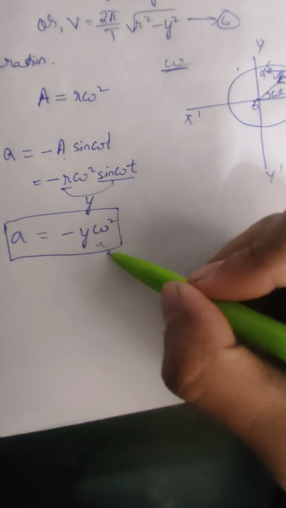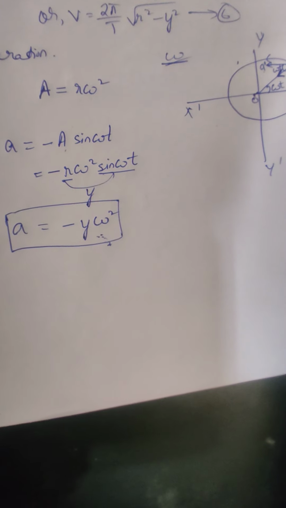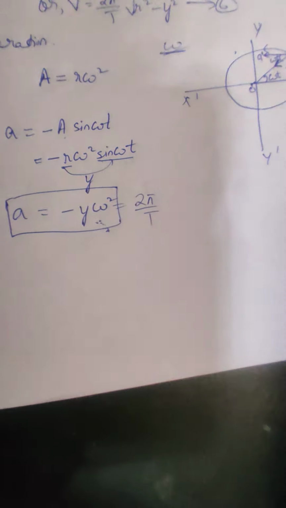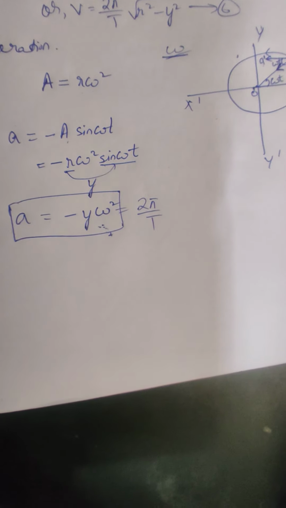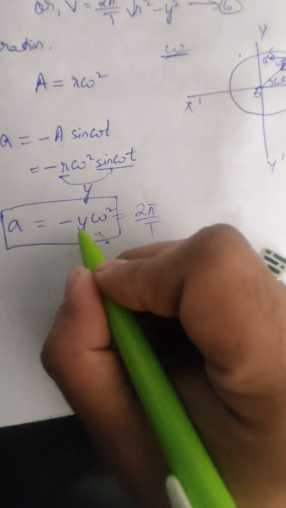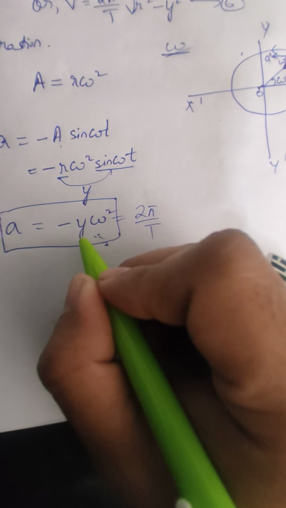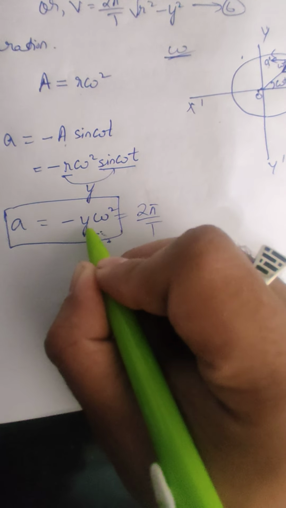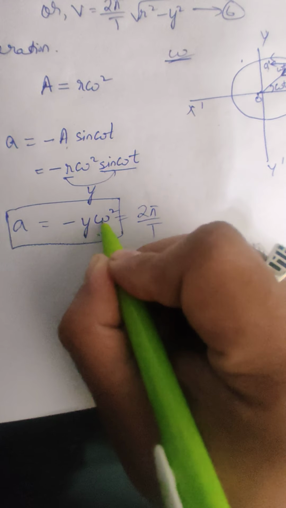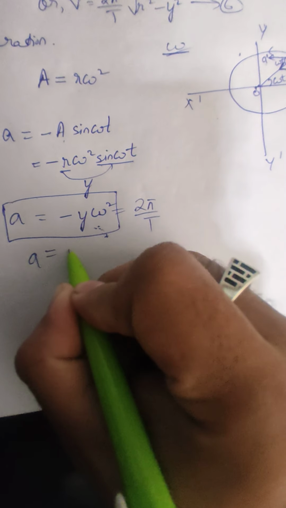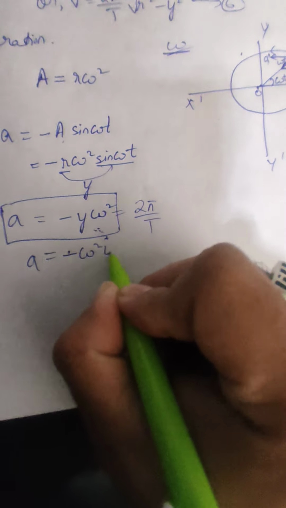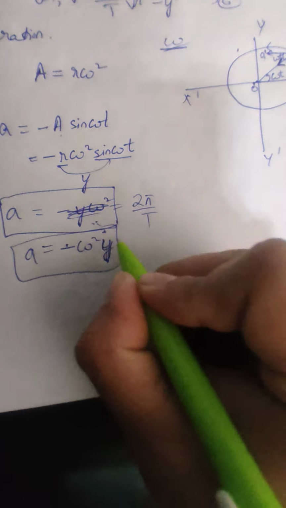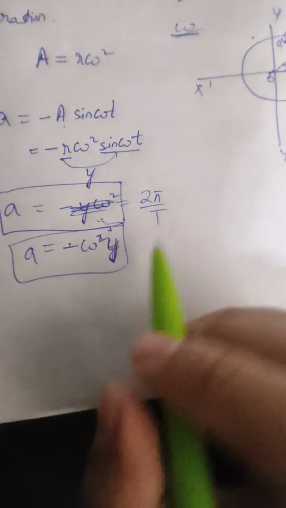Okay, we use this formula, minus omega y omega square. Omega, remember that it is 2 pi by T. Oh sorry, y is not the one which is having negative. The omega is the one which is having negative, so minus omega square y actually. So minus omega square y, this is the formula which we can use here.